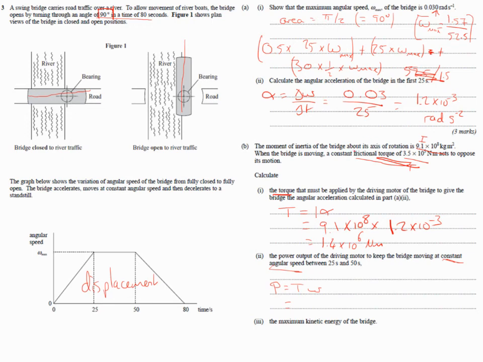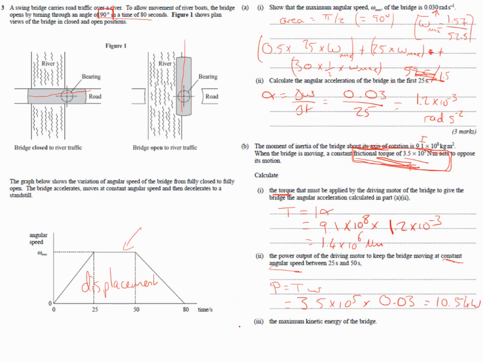So this is where we use the frictional torque, because if it's moving at a constant velocity, then there is no resultant force. So the power of the motor is only overcoming the friction. So 3.5 times 10 to the 5 times the angular velocity, which is obviously this bit here when it's moving at a constant velocity, so 0.03 radians per second, and that will give us 10.5 kilowatts.